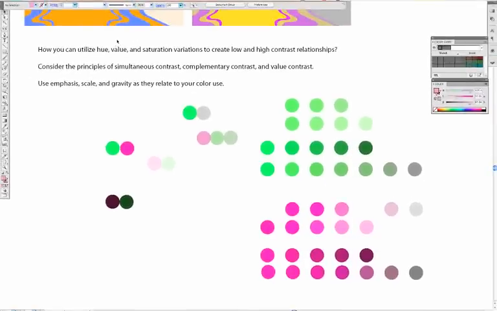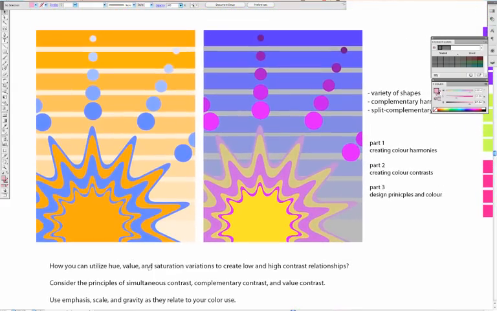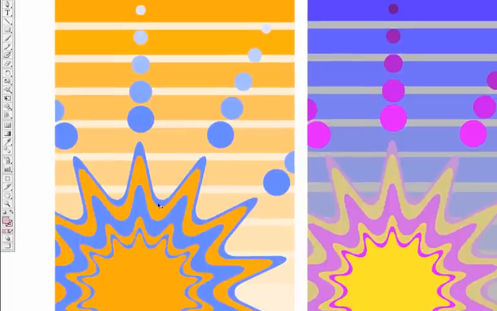So let's take a look at this design here in terms of high and low contrast. So of course there's high hue contrast throughout this main star shape of the design, where we have a lot of blues and oranges right up against each other. Whereas the background here has a low contrast of hue because it's all one hue.